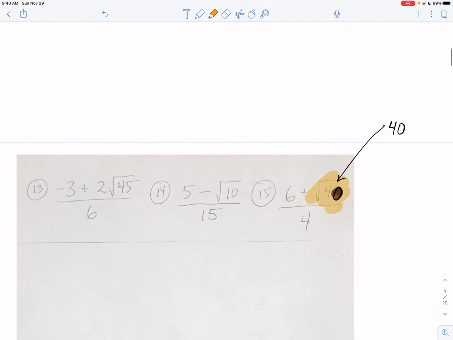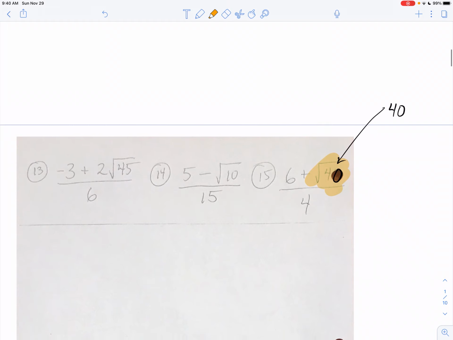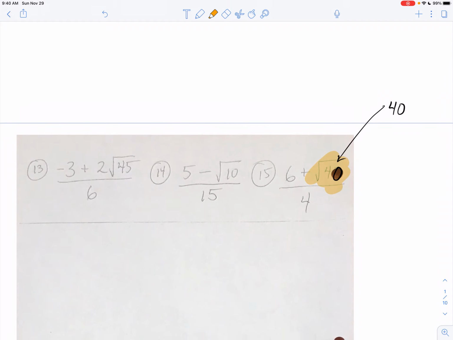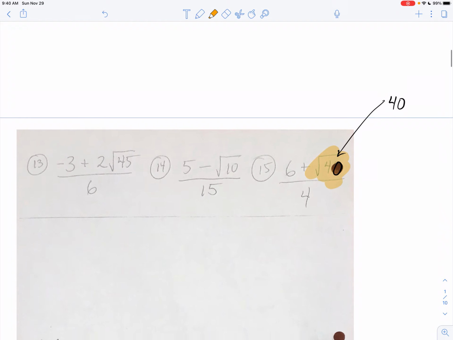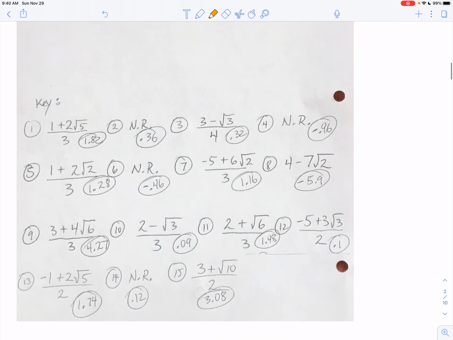Here are the next ones: 13, 14, and 15. On number 15, the hole punch went right through the number there, so I highlighted it. That number is supposed to be a 40, so square root of 40 in there. Of course, there's always an answer key because I want to make sure you're checking your work. Here's the answer key for all 15.